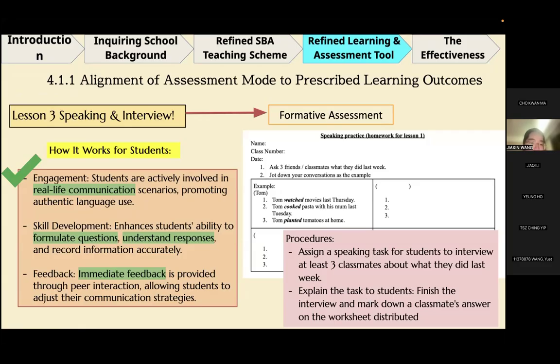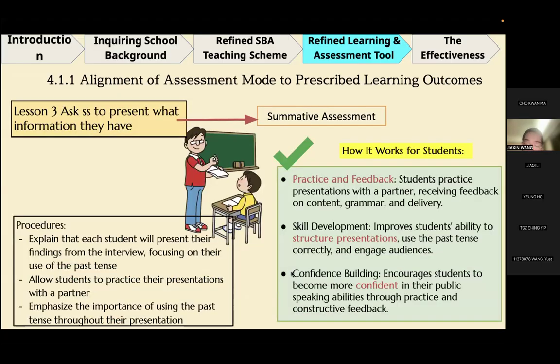So we can see students can be actively involved in real-life communication scenarios, which prompts authentic language use. And it is also a good opportunity for students to enhance their ability to formulate questions and understand responses. And students can get immediate feedback from their classmates and teacher.